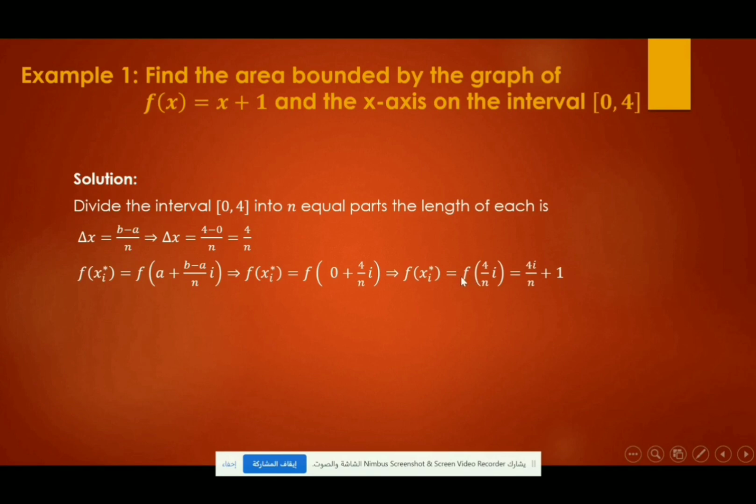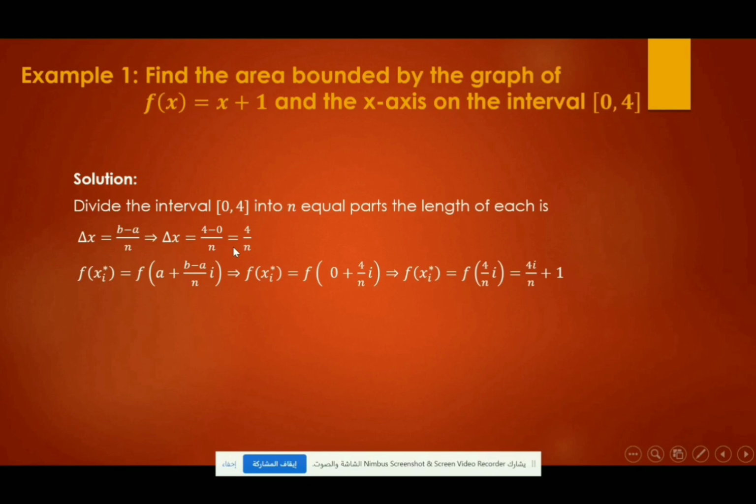And replace it instead of x in the original function, in the equation itself, which is here. Replace it instead of x and add it to 1, to be written as 4i over n plus 1. So this is the length of the rectangle, and this is the width of the rectangle.